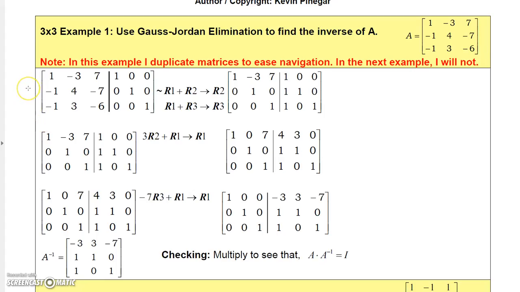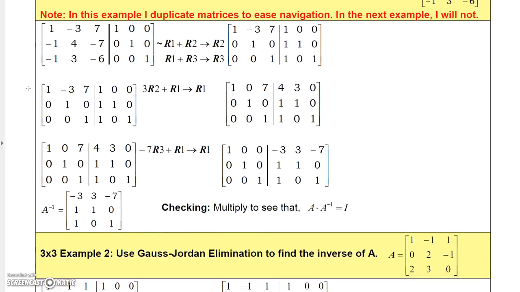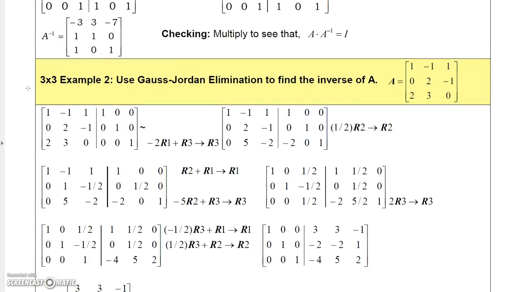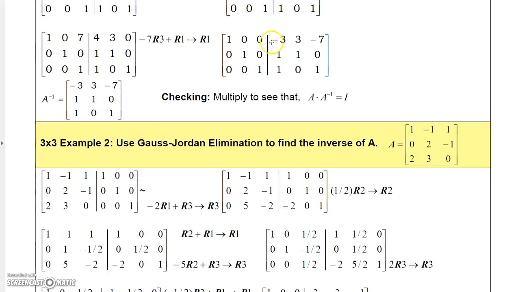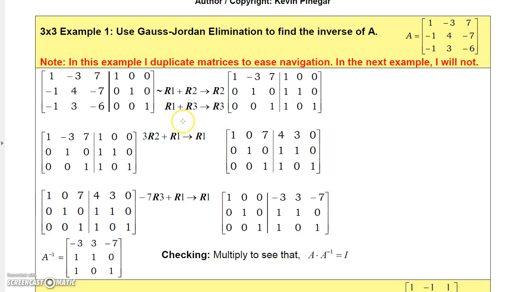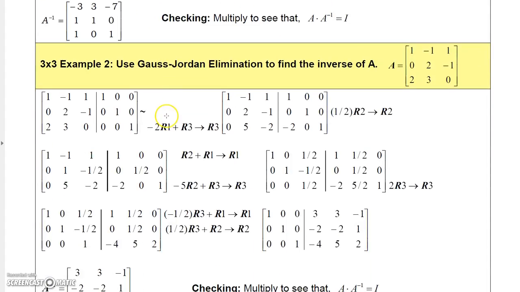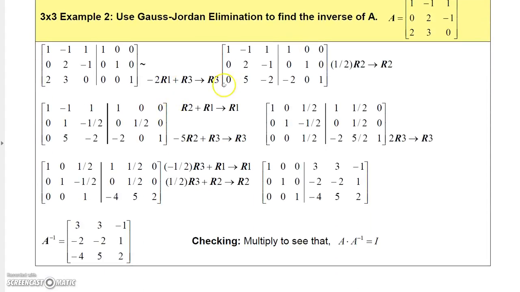Okay, on this page I have a couple of 3 by 3 matrices that I find the inverse of, so I don't think there's any reason for me to do both. So let me just do this second one here. And if you look at the first one, I did duplicate some matrices in certain places, but on this one I don't, I don't think I do anyway.